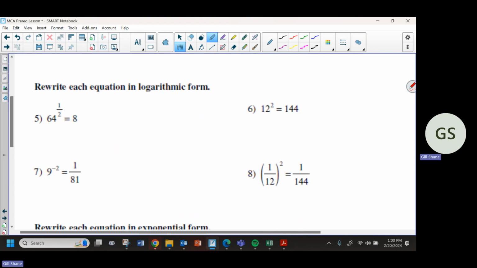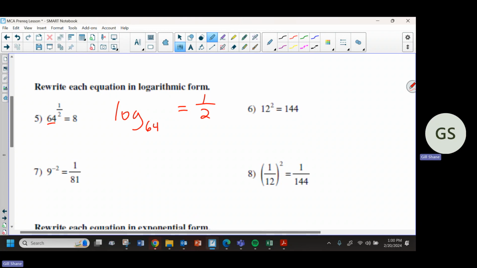So again, this is the base. The base is always the base when you change it to log. The log base goes down here, right? So when you say the power, what goes on the far right? Oh, wait, no, it's not. Yes, so eight's not the power. One half would be the power.